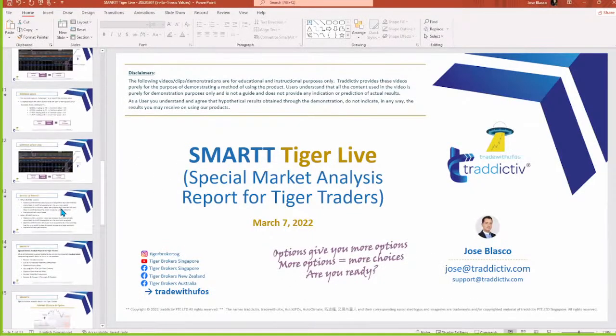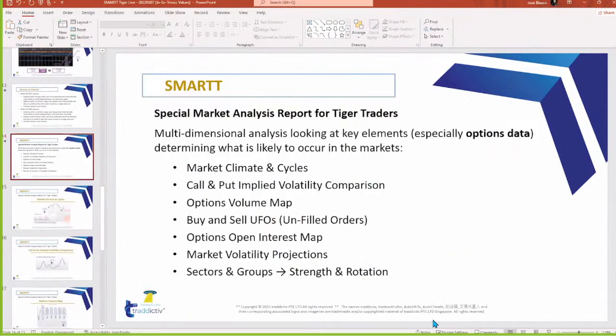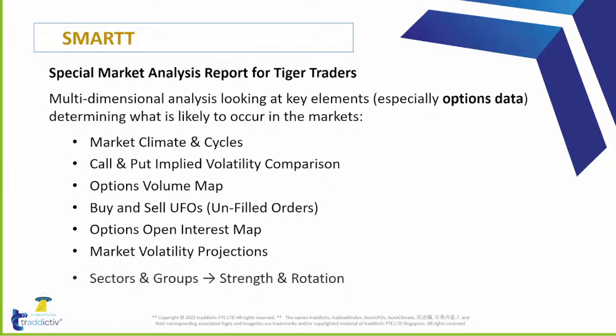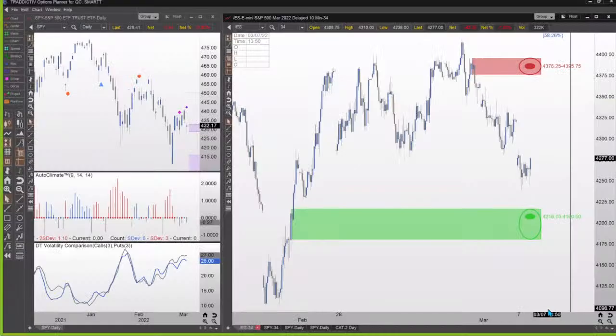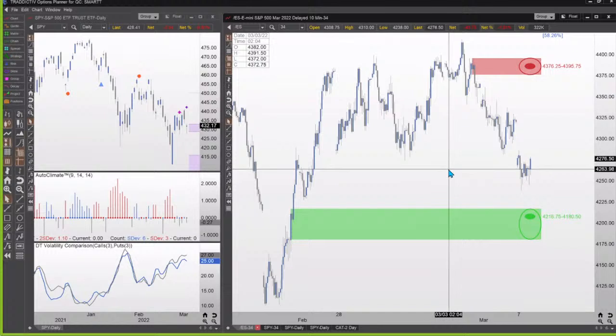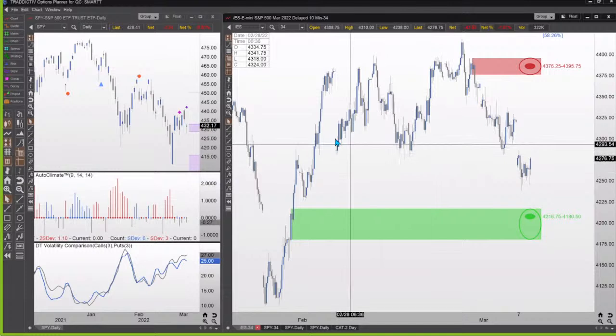I want to move into the right slide where we're going to be talking about our SMARTT analysis. We're going to be looking at the market climate and cycles, the implied volatility, the volume map, the UFOs, the open interest, the market projections, and also sectors and groups. So let's go ahead and do this. One moment, here we go. Sometimes dealing with multiple screens does that. So let's begin with looking at the S&P futures.